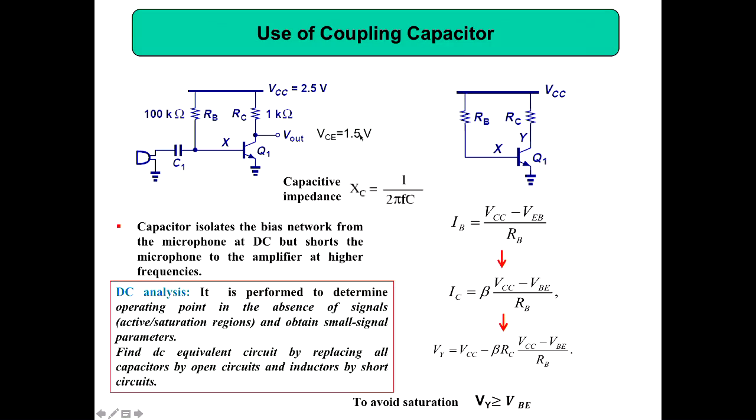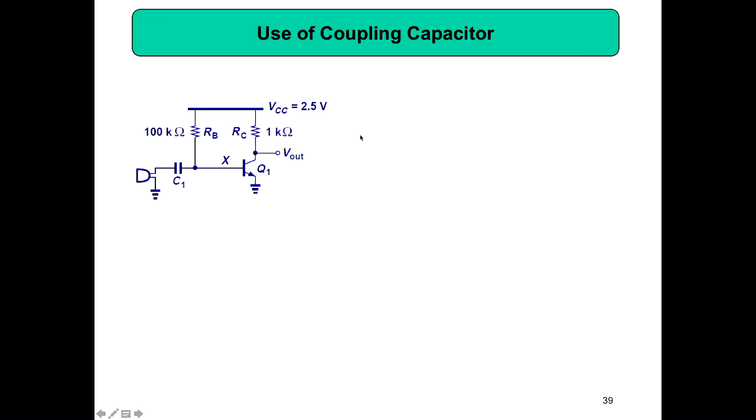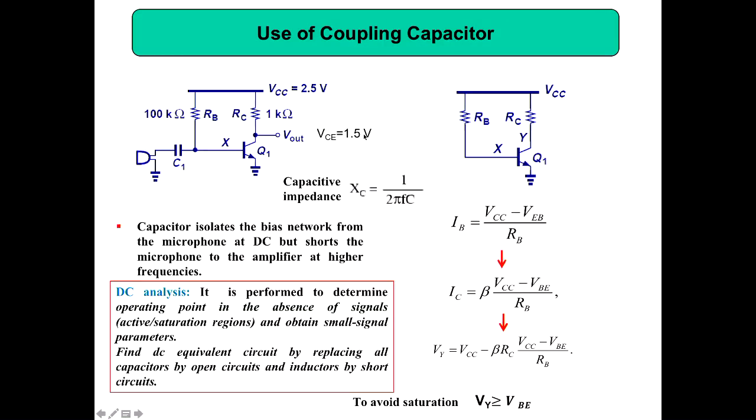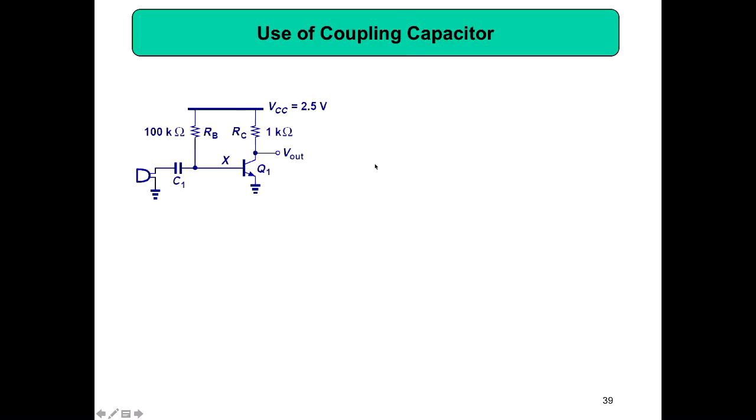That is your VC. Now, this is the same circuit, and we can do small signal analysis, because we already set VC equal to 1.5 volts, and that makes sure that this voltage is higher than this voltage, so that the transistor is in the operating region. Next, we will be doing small signal analysis.